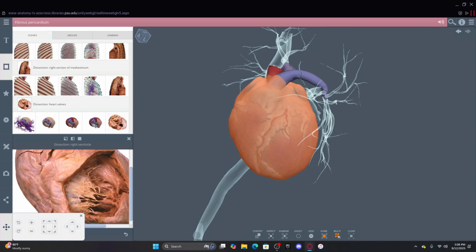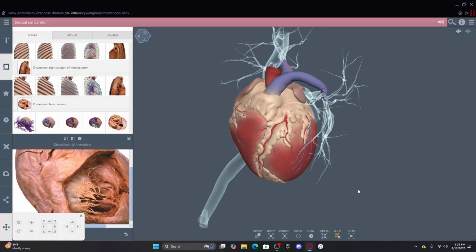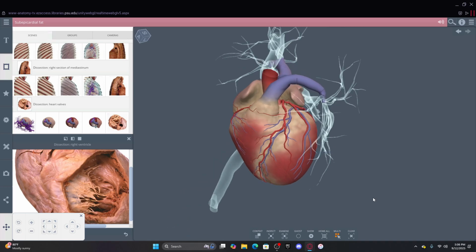Now we're going to go into the heart structures. Now that we talked about the layers of the pericardium, I'm going to remove the fibrous pericardium. On the inside, we have the parietal serous pericardium, and then the visceral serous pericardium attached directly to the heart muscle. We're going to remove that. Now I'm going to remove the subepicardial fat. You do not need to know anything about that. Do not worry.